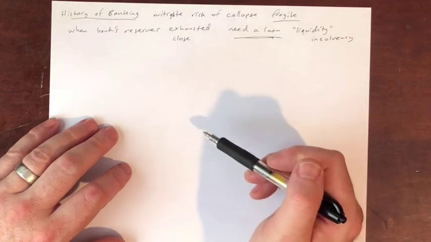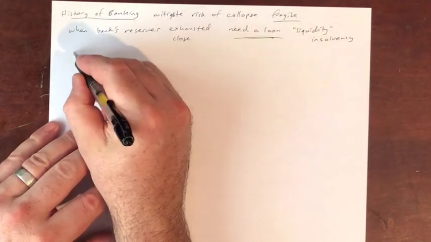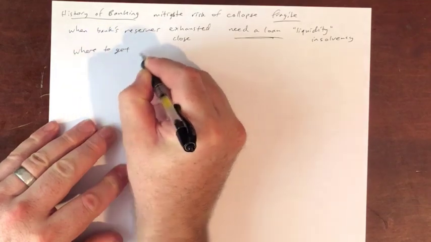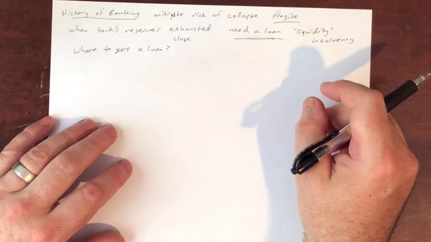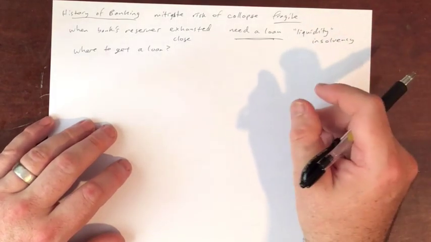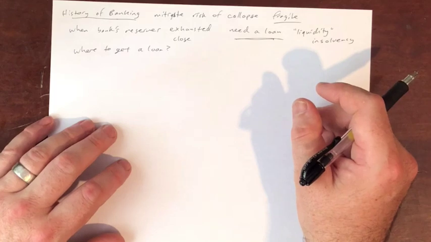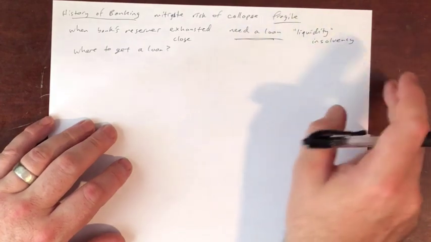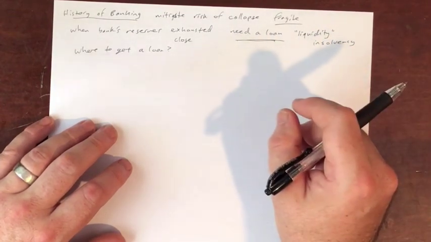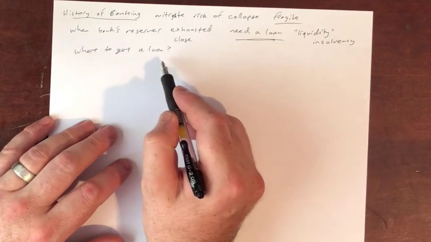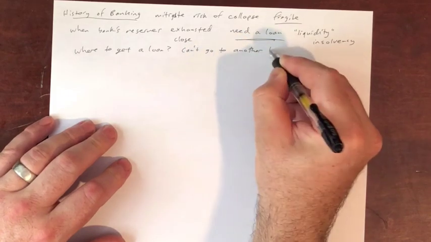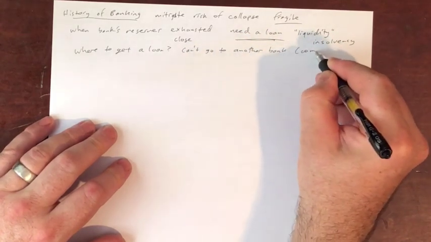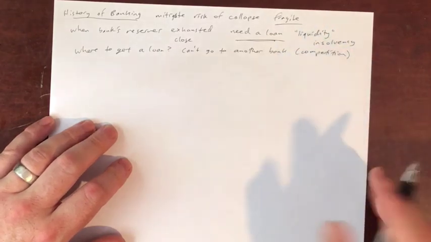But nonetheless, when banks' reserves are exhausted and they need a loan, where are they going to go for a loan? I mean, the normal place you would go to get a loan would be a bank. But you can't go to another bank to get a loan. What's that bank going to say? Nah, you know what? I see what's going on here. You're about to collapse, and once you do, I'll just buy your building and expand my bank. You can't go to another bank. They're your competitors after all. Banks compete with one another.